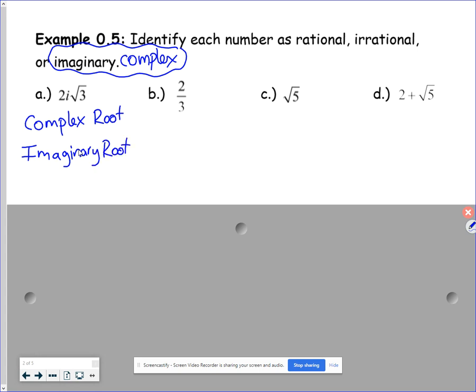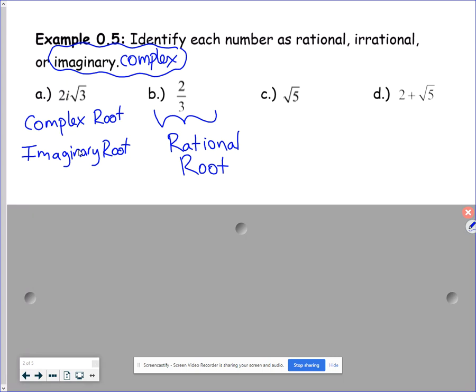All right, let's look at B. We got 2 over 3. Well, it's written as a fraction. 2 and 3 are integers. So B is a rational root.